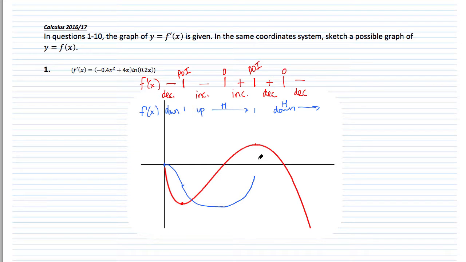And then at this point right here, it flips from being concave up to concave down. And it does that to where we get to a 0 again, so it goes horizontal for a moment. And it's still concave down, but now it is decreasing. So this blue line, which I will go over once, is my graph of f of x.